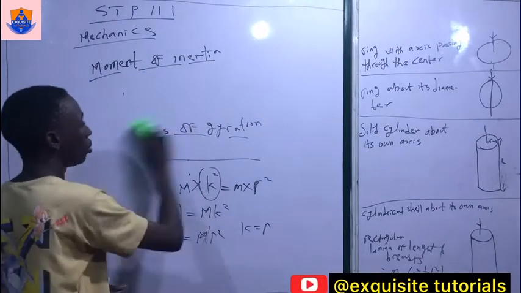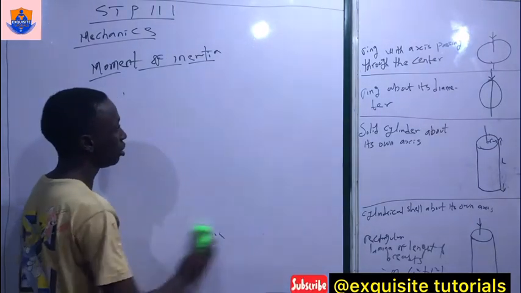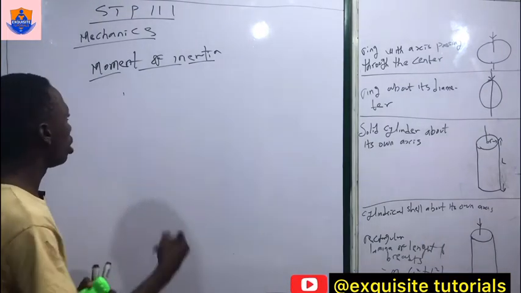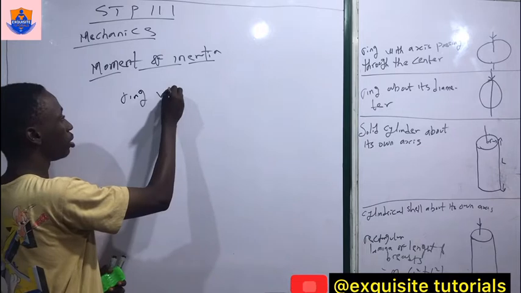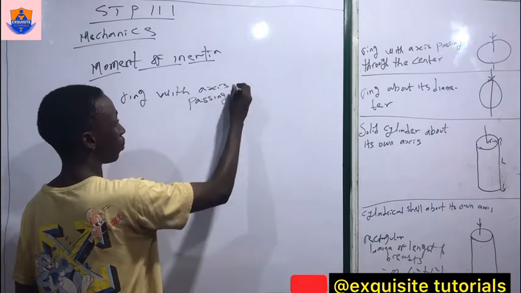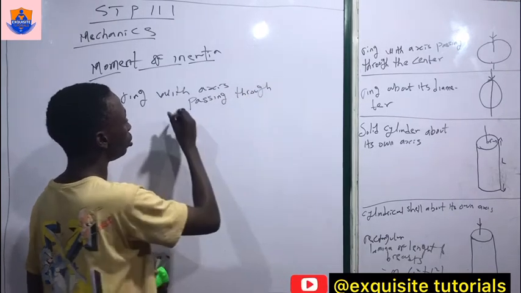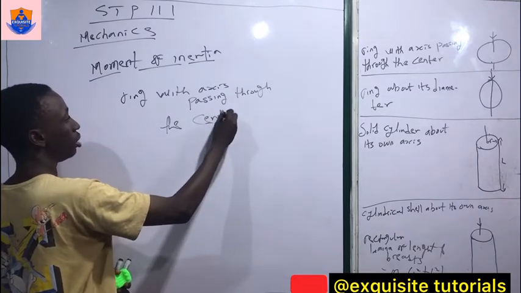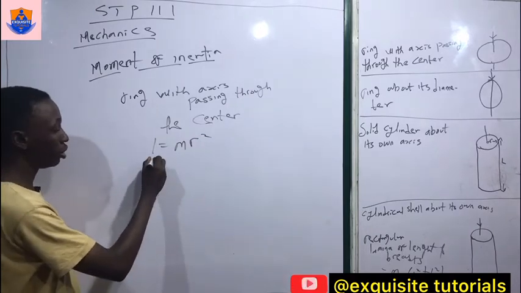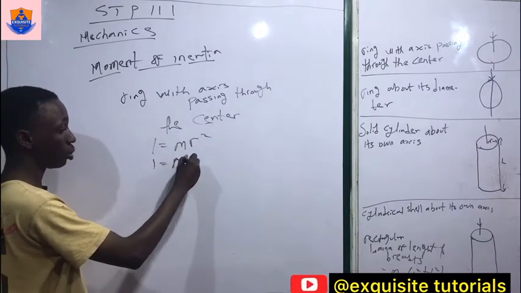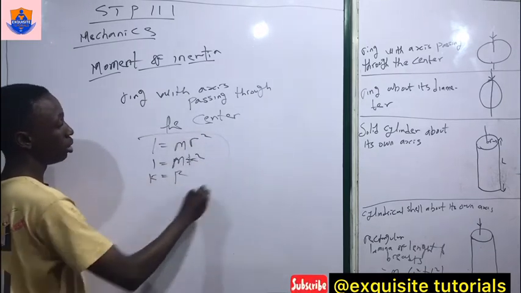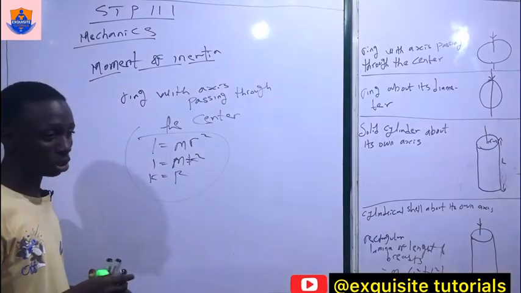Moment of inertia of other bodies. The first body we're going to be looking at is a ring with the axis passing through the center. The moment of inertia I is equal to m r square. Therefore, if the moment of inertia with radius of gyration is also equal to m k square, therefore k is equal to what? R. This is for a ring with axis passing through the center.